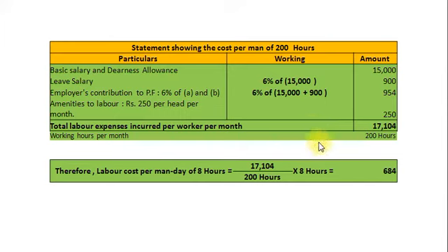And now we calculate labor cost per man day of 8 hours, and for that our formula will be total labor cost divided by monthly hours multiplied by daily hours. 17,104 divided by 200 hours multiplied by 8 hours is equal to rupees 684.